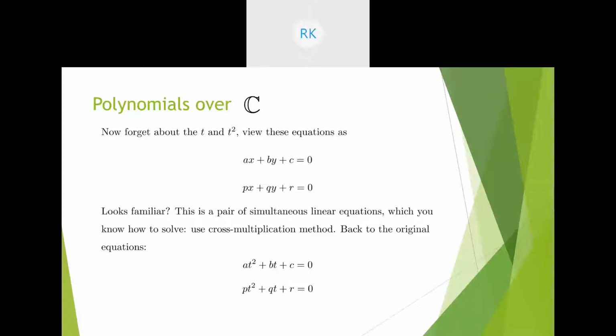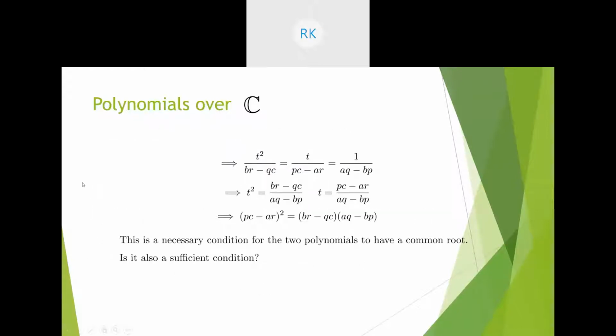Okay, so one of you is saying that another condition can be that PC minus AR is not equal to 0. Okay, so let's discuss this situation. Suppose you are given only PC minus AR square equal to BR minus QC times AQ minus BP, and suppose PC minus AR is equal to 0. Then what will happen? If PC minus AR is equal to 0, then we get either BR equals QC or AQ equals BP. So you get BR equal to QC and AQ equal to BP. So you basically have three equations now: PC equal to AR, BR equal to QC, and AQ equal to BP, right?